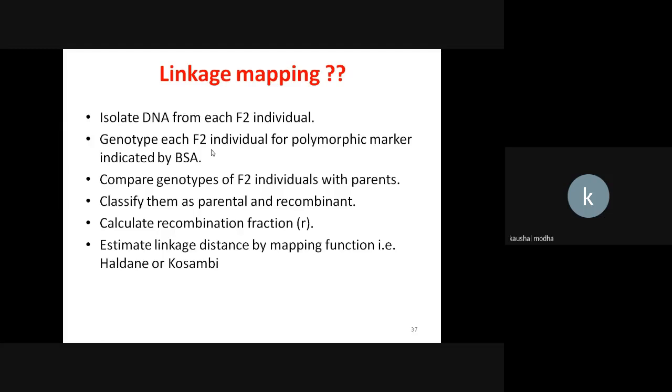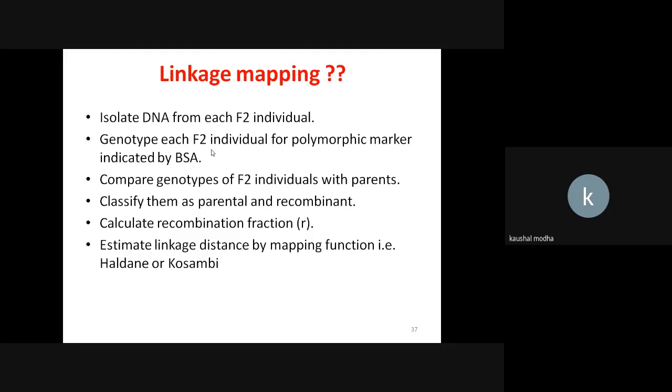That means we try to know which kind of band is present in each individual. And we also phenotype each F2 individual for resistant or susceptible reaction. And we compare the genotype of the F2 individuals with the parents. That means each individual is classified as parental type or recombinant type depending upon the marker profile. I will tell you in the next slide how we classify that.